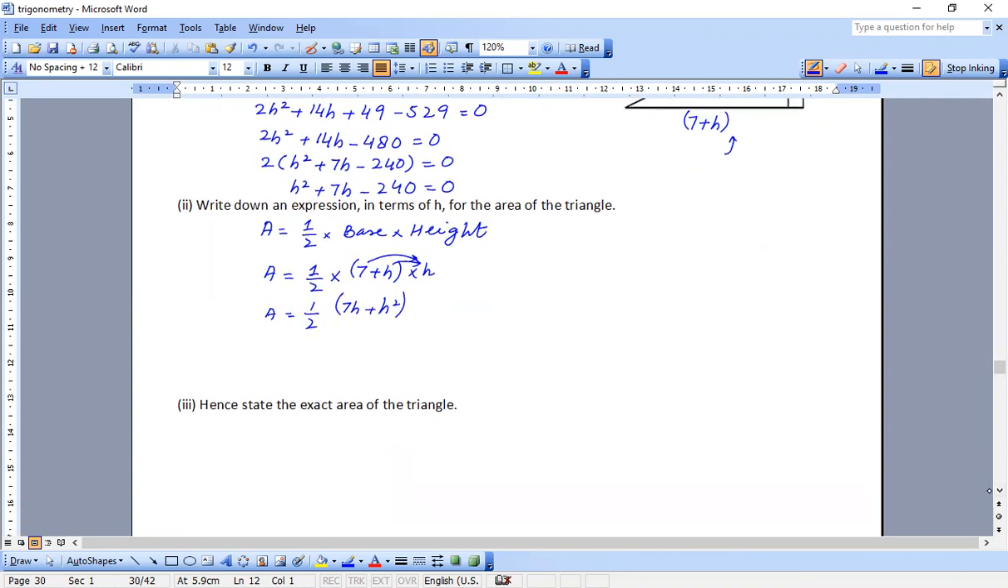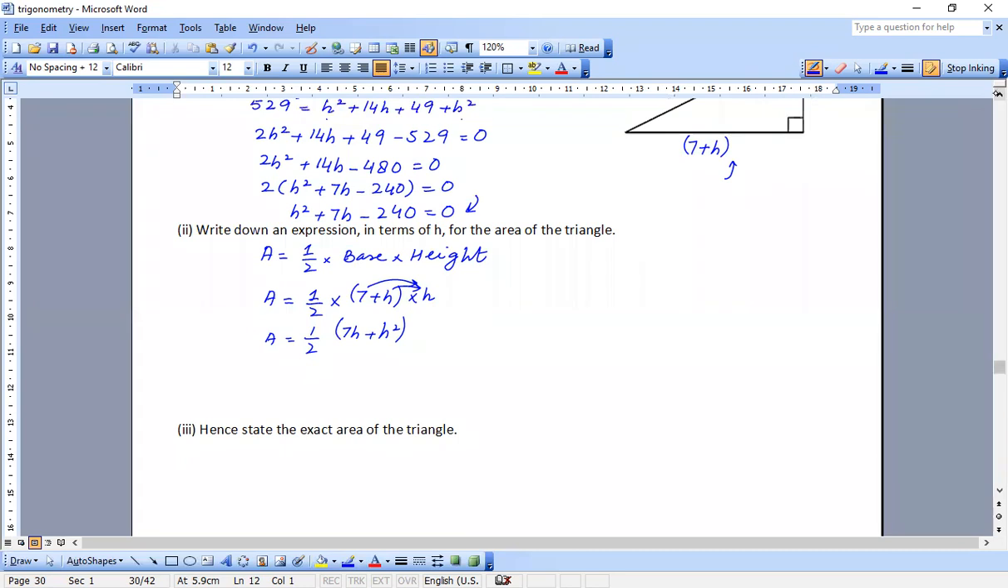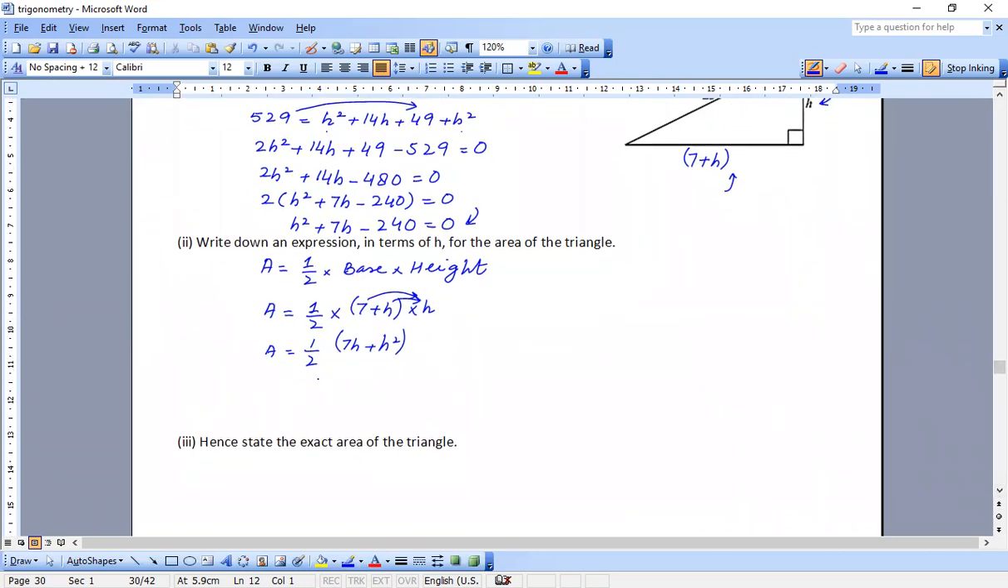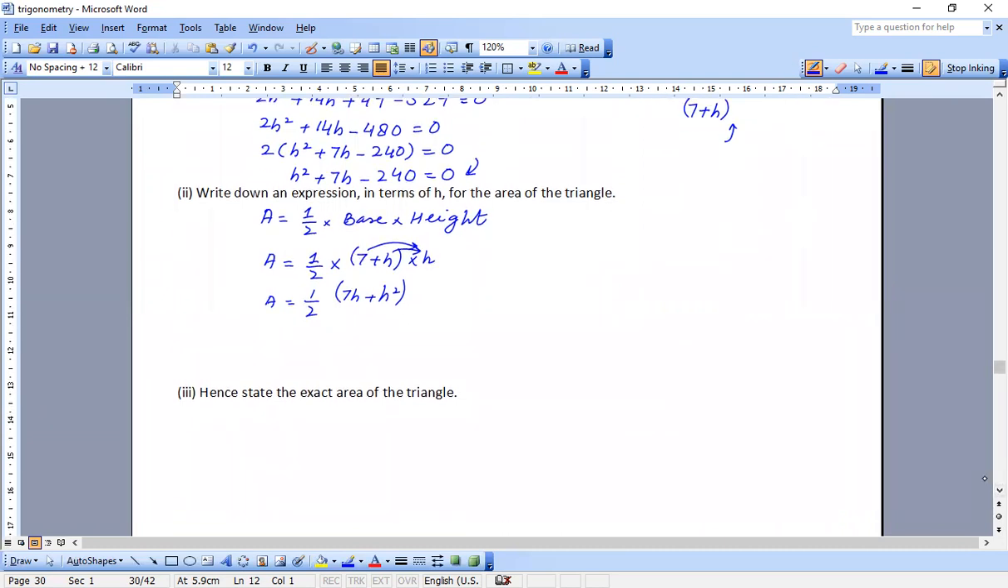Hence, state the exact area of the triangle. Now, when it comes to finding out the exact area of the triangle, one way of doing it is to calculate the value of h. I solve this equation, find out the value of h, and then I try to find out the area. The other way is going to be a little different. If you look at the equation you have made in part 2, which is area equals 1 upon 2 times 7h plus h square, I can move this 2 over there, and I can write that 7h plus h square is equal to 2 times a.